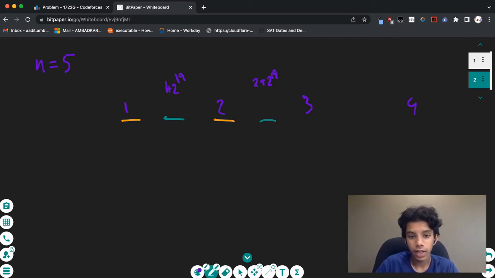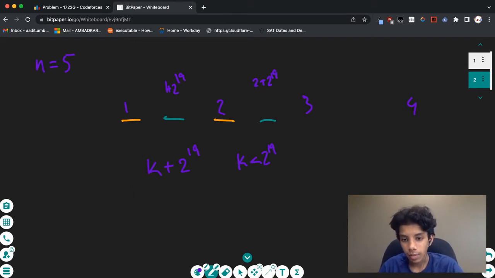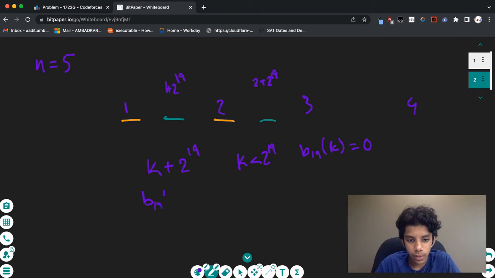Suppose k. Suppose we're considering the kth even one, so the kth blue one. We know that the kth blue one is going to be k plus 2 to the power of 19. But we also know that k is less than 2 to the power of 19. So the 2 to the 19th bit in k is going to be 0. So the way that I'd represent this is b sub 19 of k is equal to 0. This is just like a notation I came up with on the spot, so don't actually use this in any proofs or anything. But b sub 19 of k is equal to 0, so that means that this plus 2 to the power of 19 is going to set that to be 1. So b sub 19 of k plus 2 to the power of 19 is equal to 1. So that's all I'm doing. I'm just flipping a bit up there. That's it. Just flipping a bit. Okay?